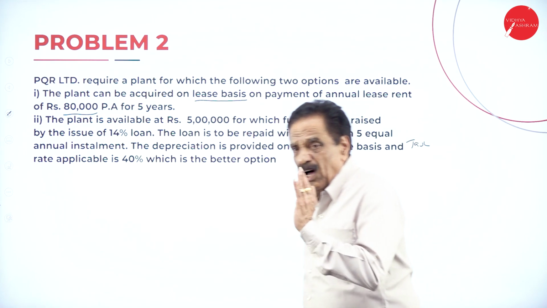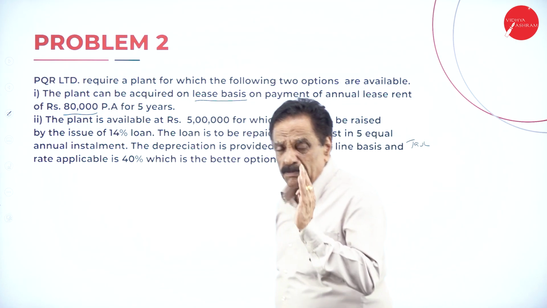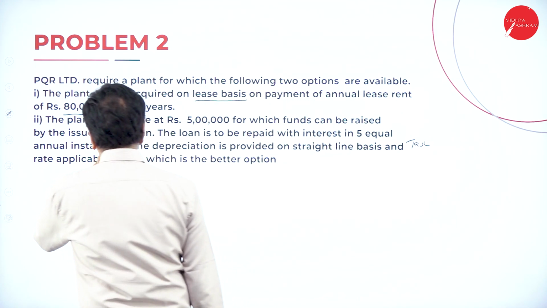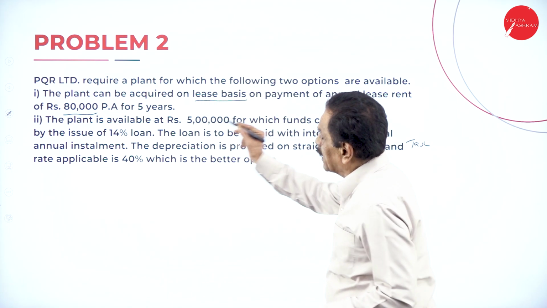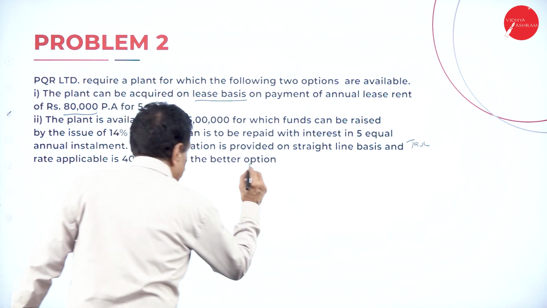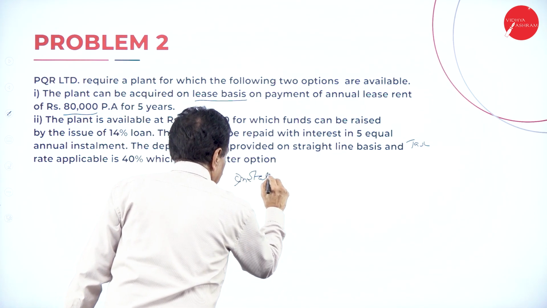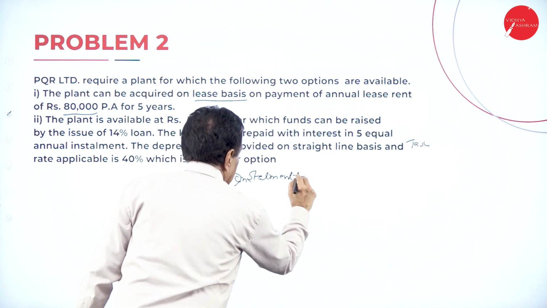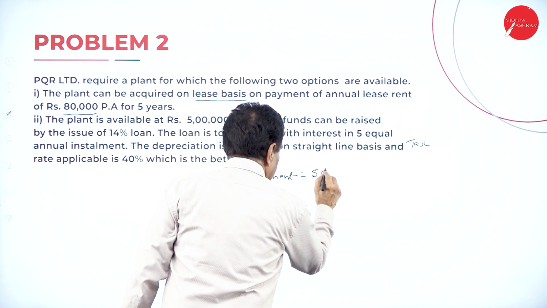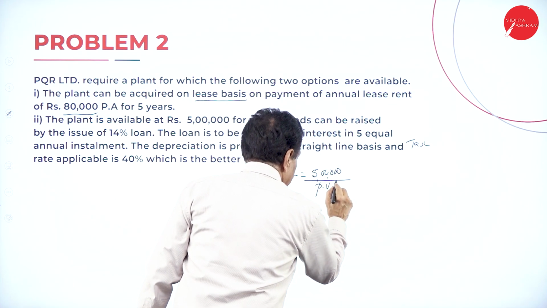So the first point to be borne in mind here is how much installment money is going to be paid. Installment money is not given. Annual rental value is given, but installment is not given. What's the total value? 5 lakh, divided by PV factor.